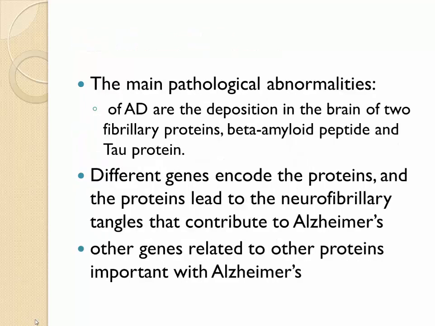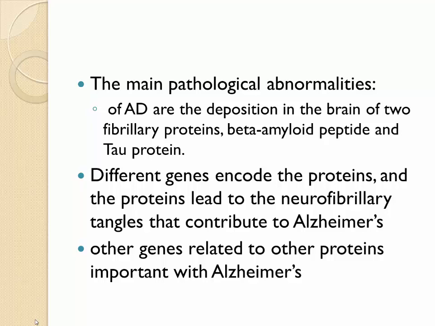So there's a general pathological abnormality. There is a deposition within the brain of fibrillary proteins, a beta amyloid peptide and a tau protein. And they are deposited in the brain and they cause this pathological change.